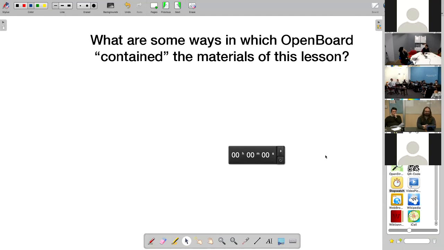Okay, so yeah, what did we discuss? What are some of the ways in which OpenBoard contained the materials of the lesson? So it's full, right? But not like this one. Instead of having all the coursework, download the documents. Right. It's the sequence, it's so much easier. So there's a sequence, and everything is sort of one after the other, and everything is text, picture.